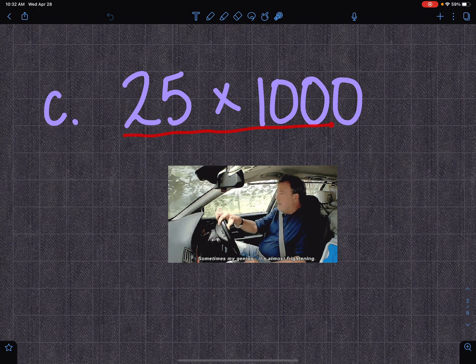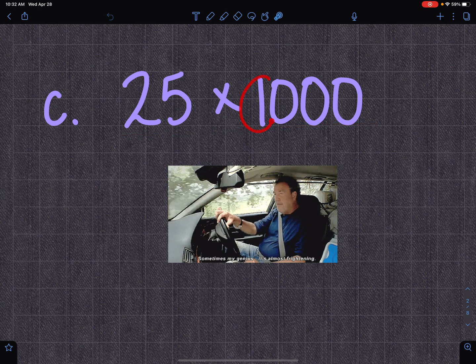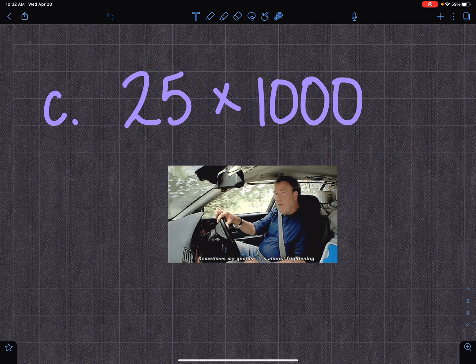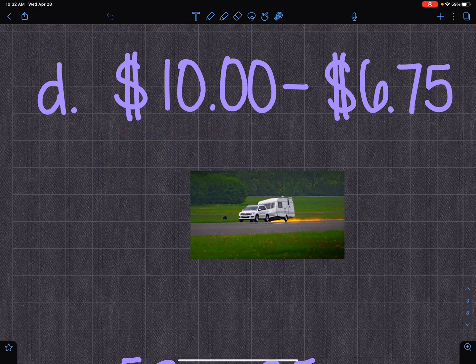Okay, 25 times 1,000. So we're going to write 25 because it's 25 times 1. How many zeros do we add? Make sure you get that one right. All right, D. We're going to subtract $10 minus $6.75.